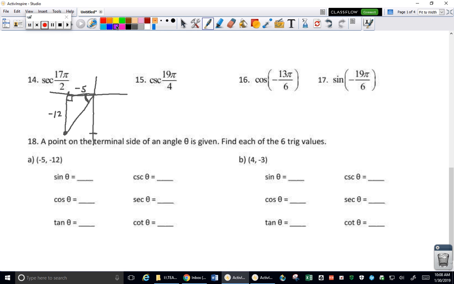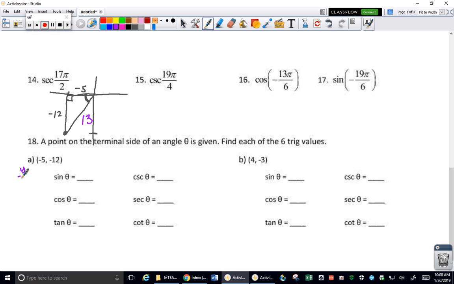Hopefully you know something about Pythagorean triples. So if I have a side of 5 and a side of 12, that means I automatically have a radius of 13, because 5 squared plus 12 squared equals 13 squared. So now that I have my 3 lengths, I can write down all my ratios.